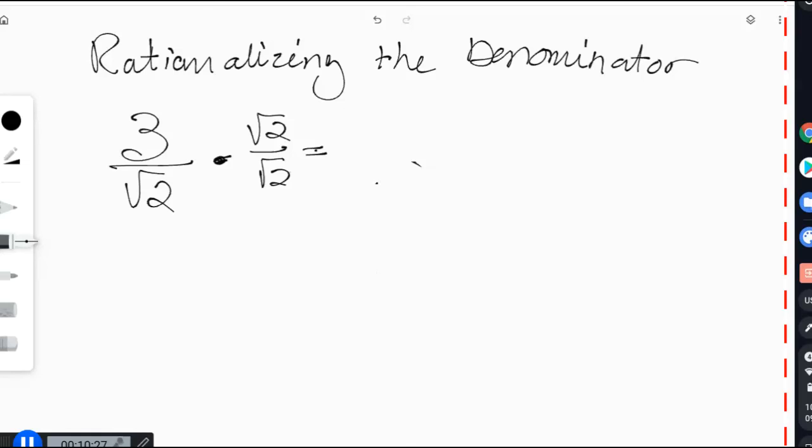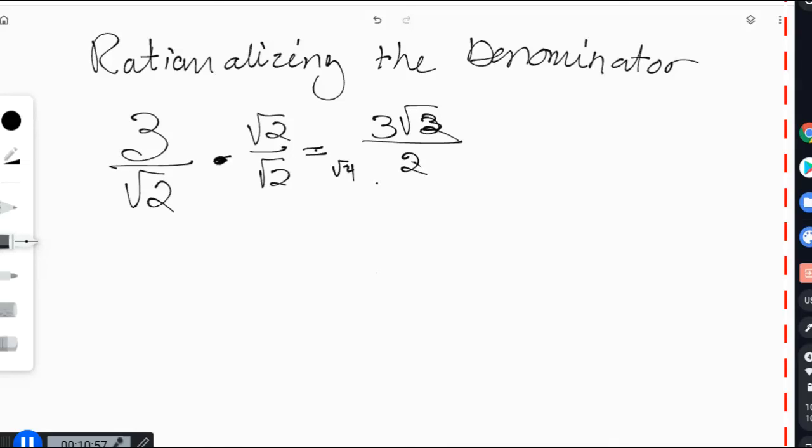But watch what happens. When you multiply fractions like this, 3 times root 2, and then root 2 times root 2 is root 4, which really just equals 2. So now we have a normal whole number on the bottom, which would be much easier to do if we're doing long division. That is the process of rationalizing. Get rid of the radical in the denominator.